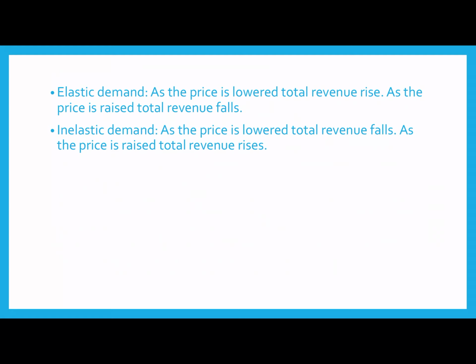In short, this is what I would copy because it's a quick summary of what I just went over. In short, with elastic demand, as the price is lowered, total revenue rises. As the price is raised, total revenue falls. With inelastic demand and total revenue, as the price is lowered, total revenue falls. As the price is raised, total revenue rises. So in elastic demand, price and revenue move in opposite directions. In inelastic demand, price and revenue go in the same direction.